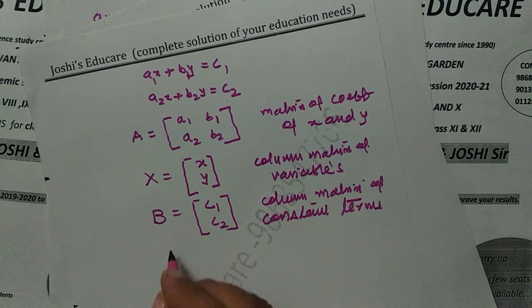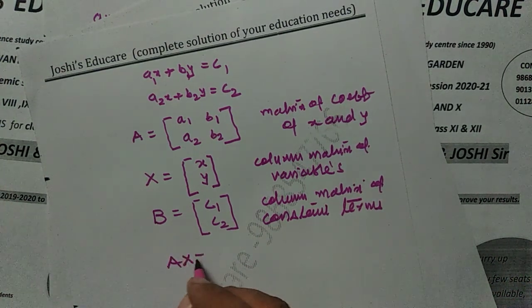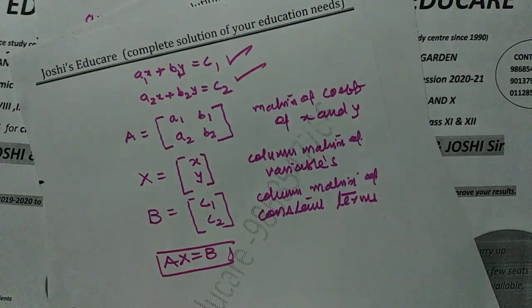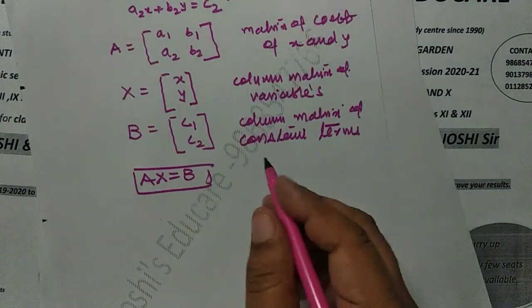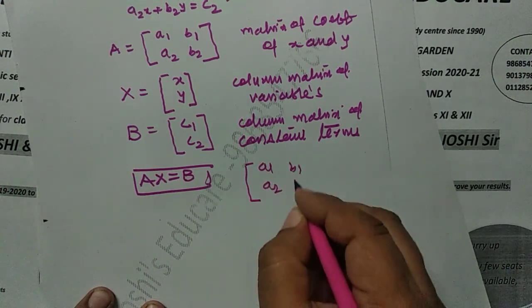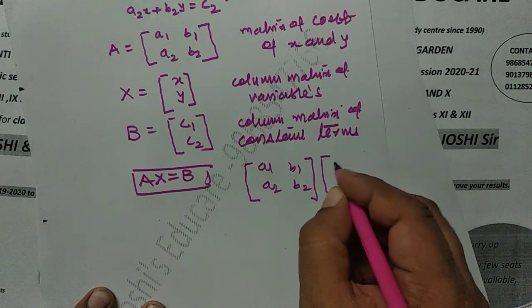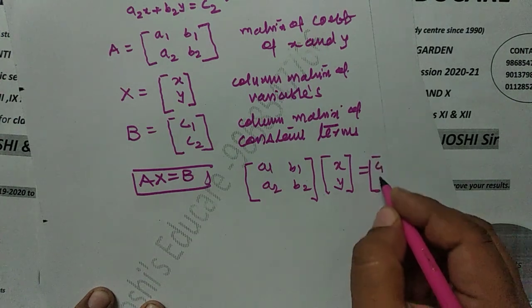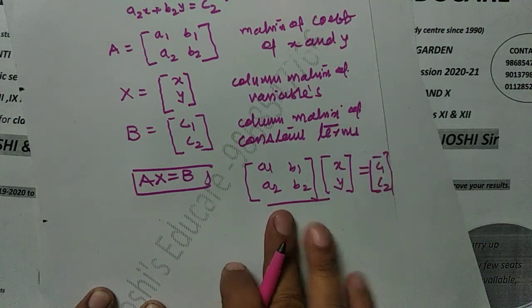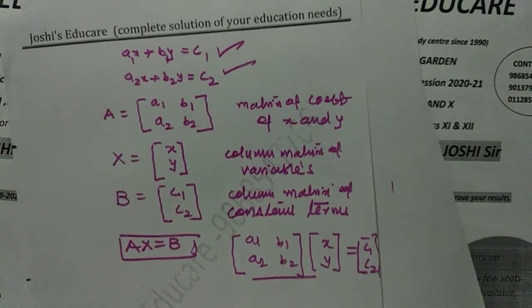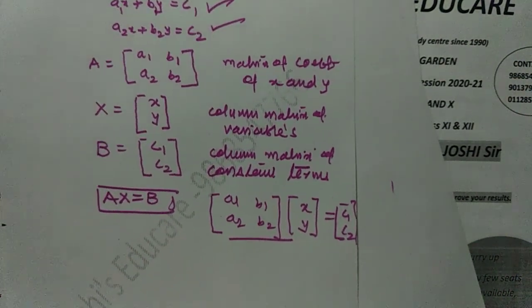Now if I express this as A into X equal to B, you will get these two equations. Suppose I write A as a1, b1, a2, b2, X as x, y, equal to c1, c2. You multiply these two matrices and then equate this with this, and you are going to get these two equations again. So this is the method of how to express a 2 variable equation in terms of the matrix.